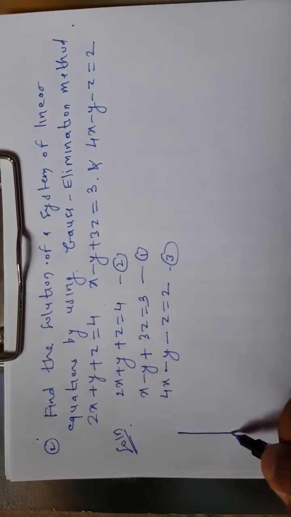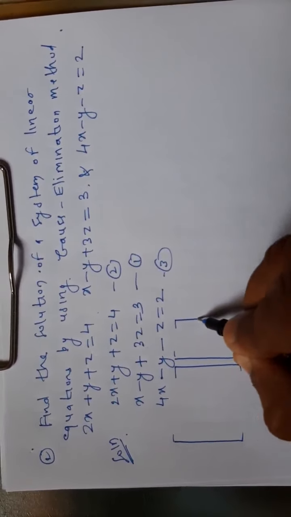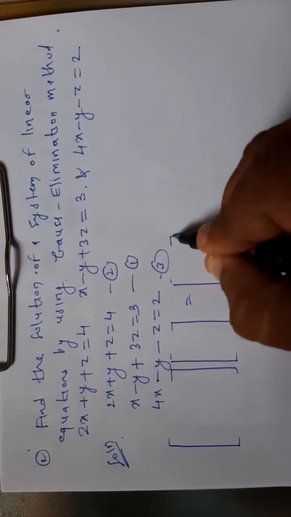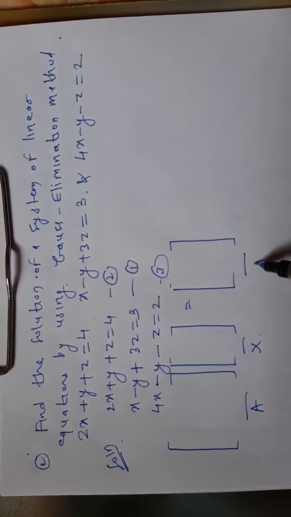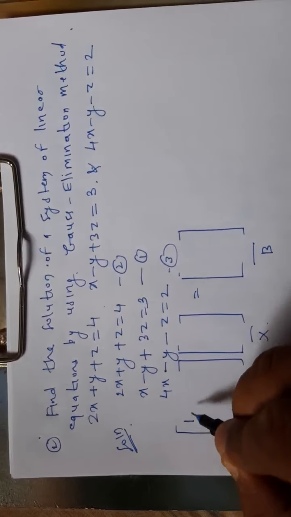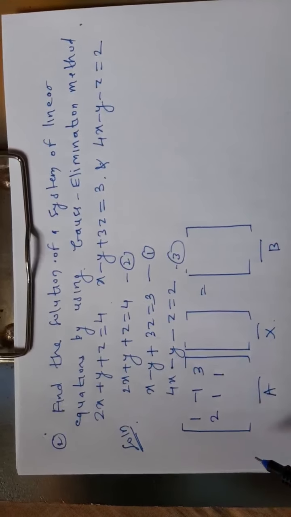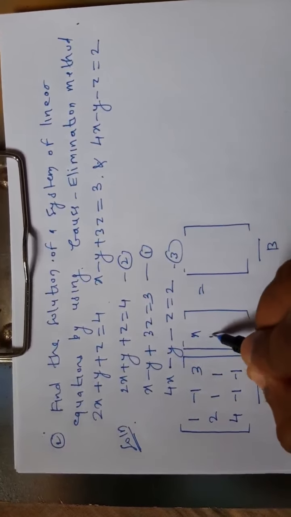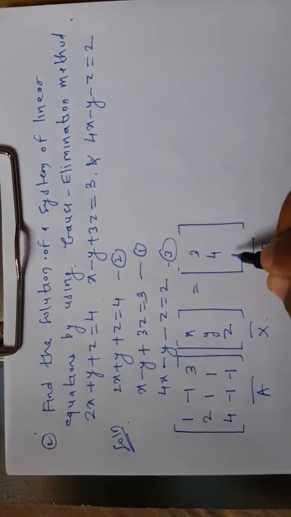So the first step is I will write this in the matrix form. This is my matrix A, this is matrix X, and this is matrix B. In matrix A I will write the coefficients of x, y, z, that is 1, minus 1, 3. So this is my first equation. Then 2, 1, 1. Lastly 4, minus 1, minus 1. So x, y, z is the matrix of unknowns. Here 3, 4 and 2.